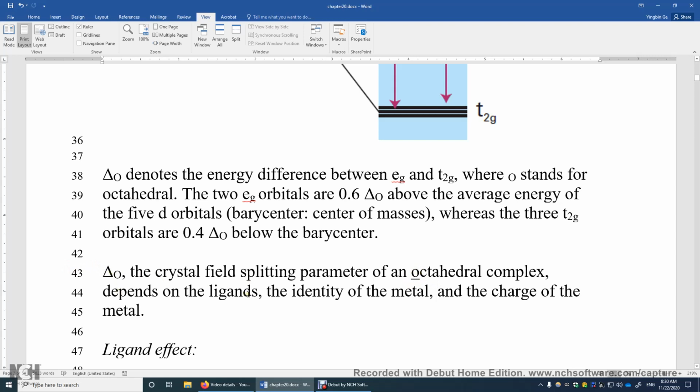So this depends on the ligands, the identity of the metal, and the charge of the metal. So this delta O is not going to be the same for different transition metal complexes. How much these d orbitals are split depends on the nature of the ligands, the identity of the metal, and also the charge of the metal. So we're going to talk about the ligand effects and how the identity of the metal affects the splitting. For example, 3d, 4d, 5d elements are going to be different. And the charge of the metal also has a significant effect on this delta O.